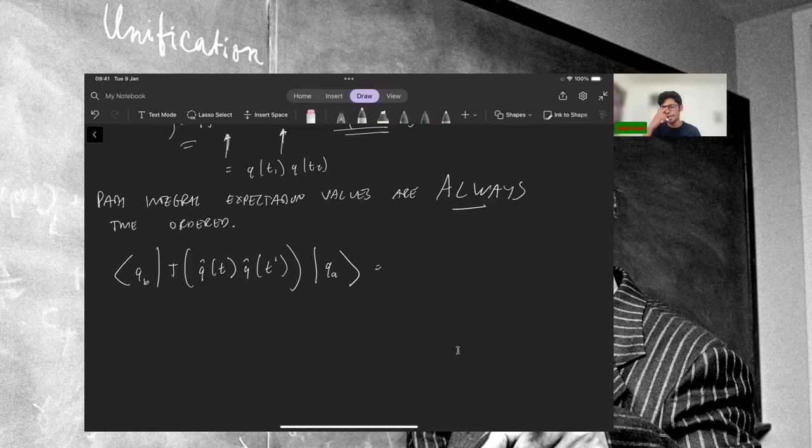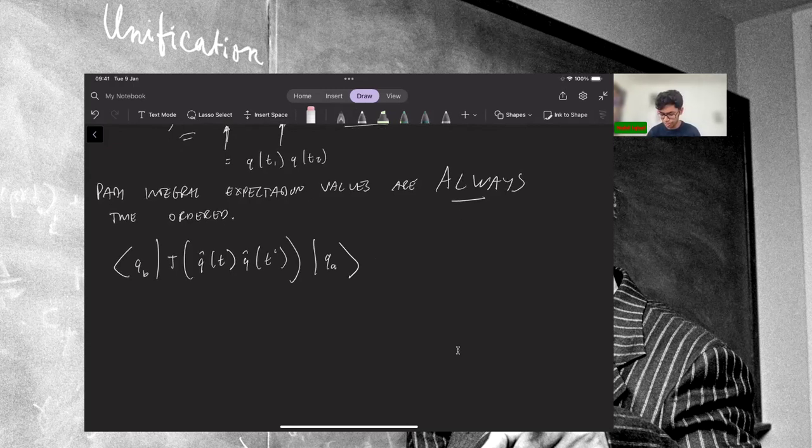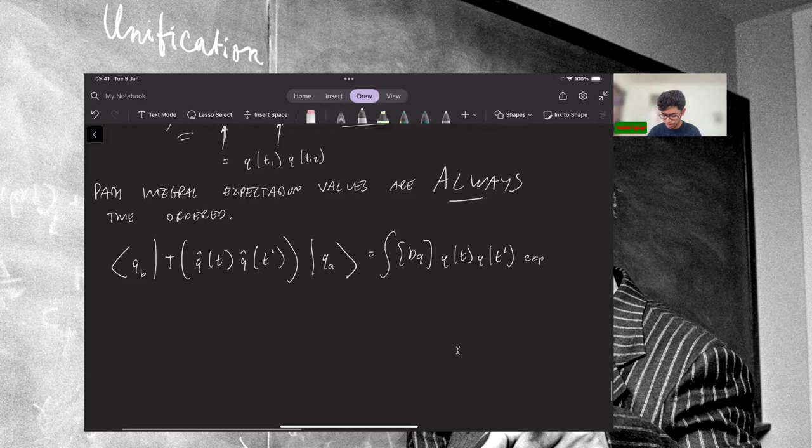I say always. There are ways to get the other ones, but they're very tricky and they're not completely simple. You won't get them in a simple manner. It's called the Schwinger-Keldysh formalism. We're not going to discuss that. The normal expectation value is always time ordered. Okay. So just to emphasize that, here's how we can write this.